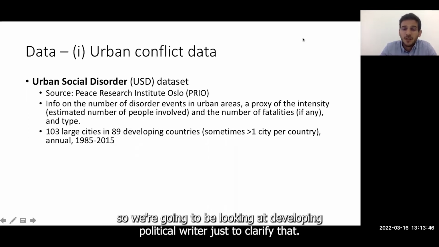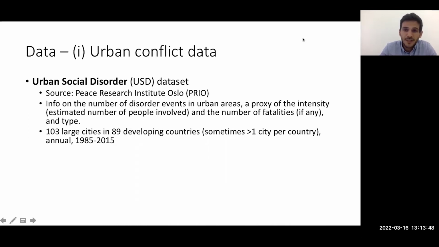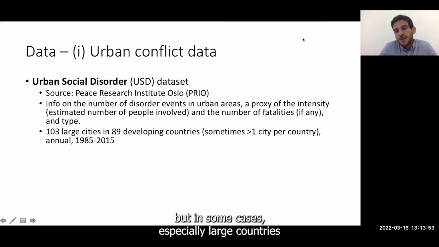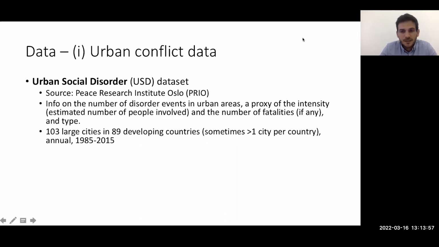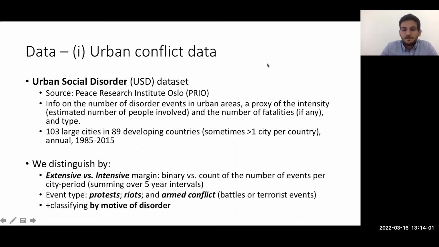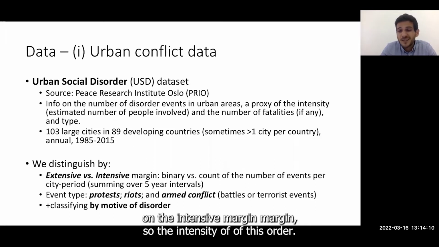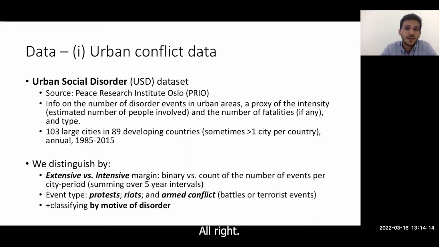So we're going to be looking at developing countries, all right? Just to clarify that. It's usually the largest city per country, but in some cases, especially large countries like India, China, we have more than one city per country, all right? So looking at this data, we distinguish between the extensive and the intensive margin. I'm going to be focusing on the intensive margin, so the intensity of disorders, all right?